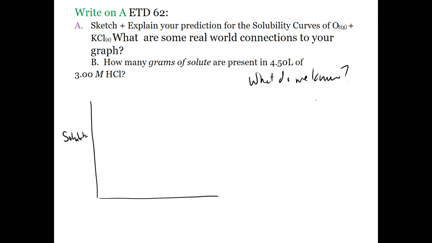So this would be looking at solubility, which would be the grams of solute in 100 grams of water, which is the same thing as 100 milliliters of water. And then what that's affected by is temperature, how fast the solution is moving. We do that in degrees Celsius.